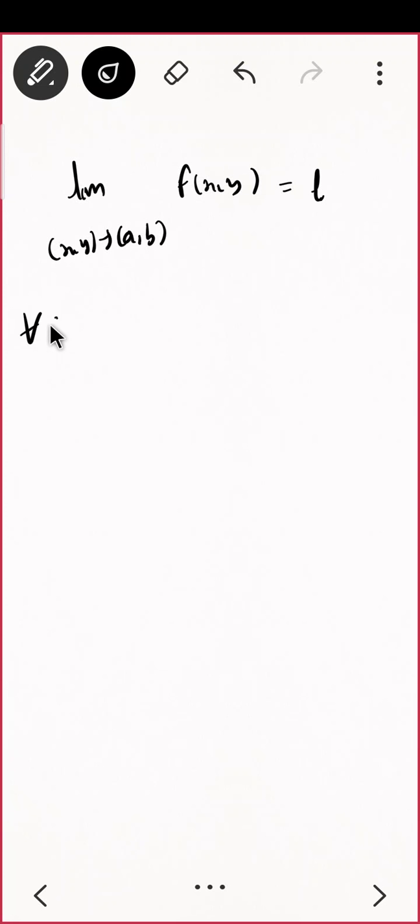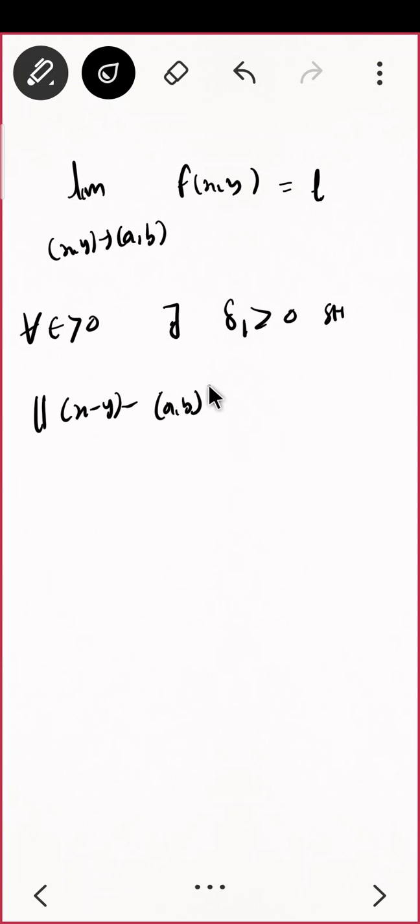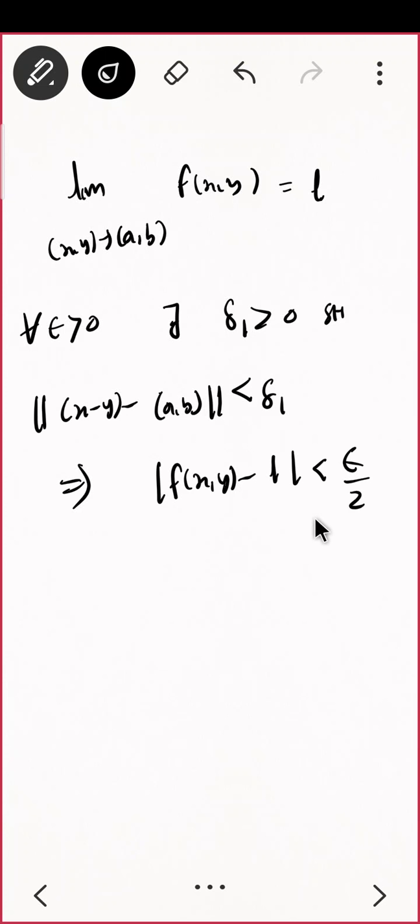That means for all epsilon positive, there exists delta 1 positive such that norm of (x, y) minus (a, b), the distance between these, is less than delta 1. This must imply mod of f of x, y minus L is less than epsilon by 2. Suppose I am taking epsilon by 2.